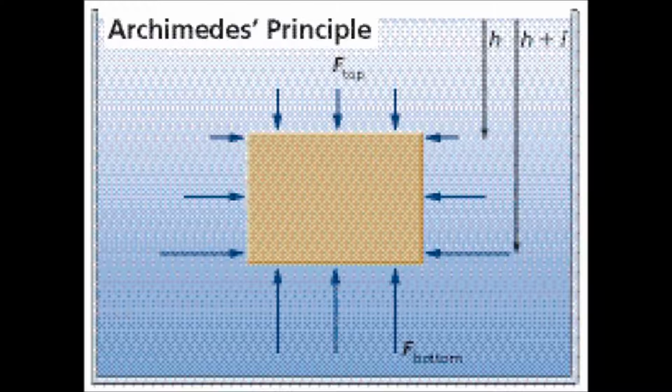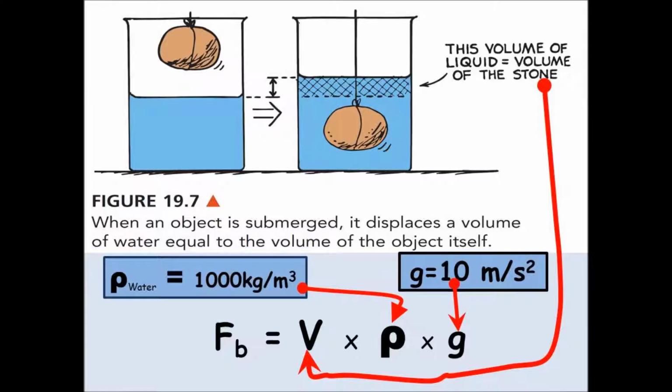And so this gradient of forces based on the depth of the object in the water is going to create this buoyant force. The buoyant force is an upward force. We're going to call it negative. The buoyant force is upward, it's negative, and the downward force is weight, or positive.